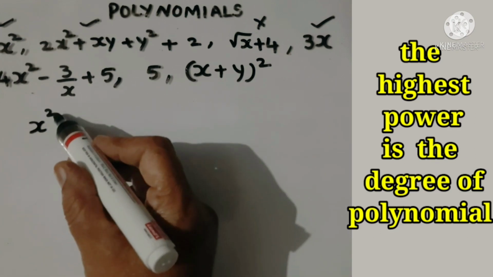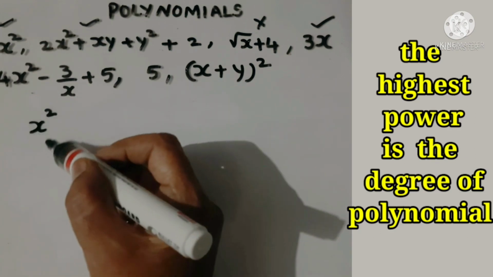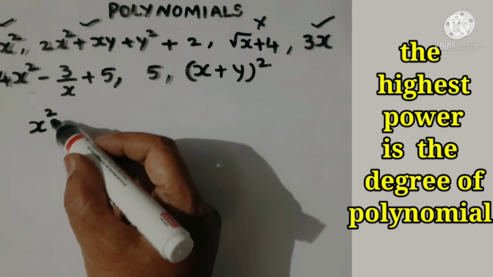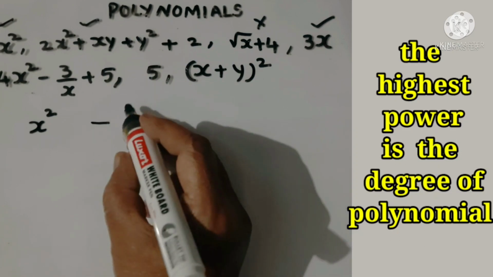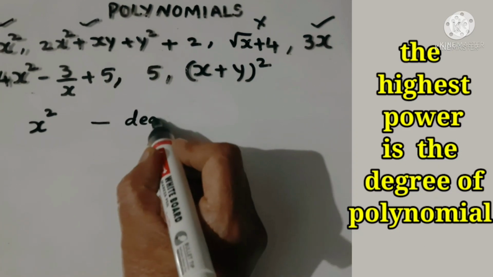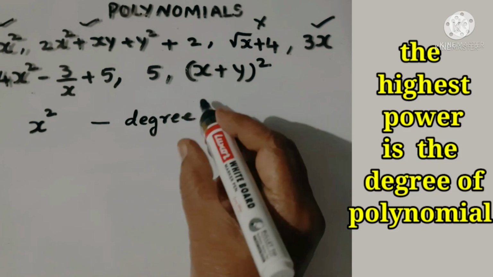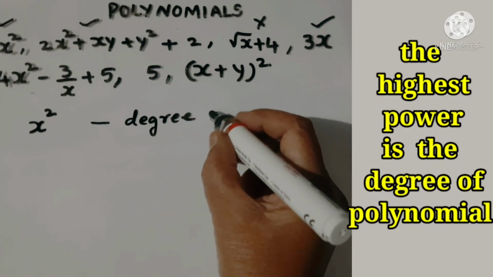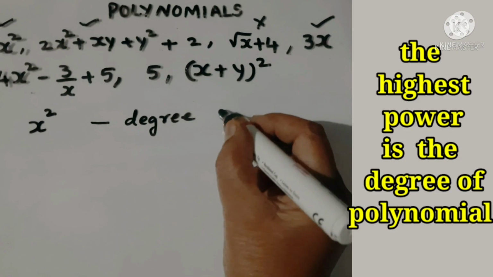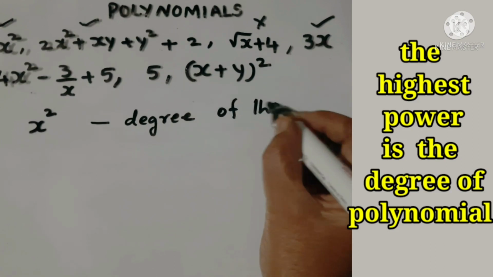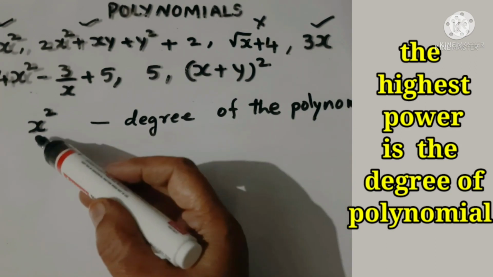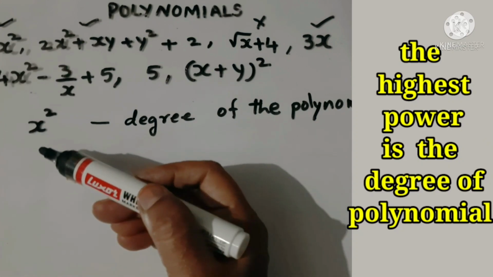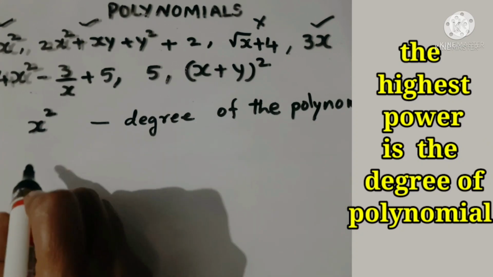What is the power of this polynomial? The power of this polynomial is 2. This power of the polynomial is also called the degree of the polynomial, which is a very important characteristic of the polynomial. Here it is x square, so this is the degree of the polynomial. I will write another polynomial.